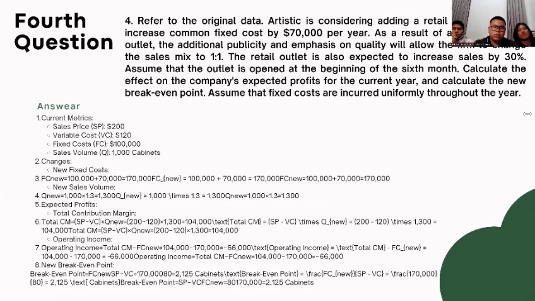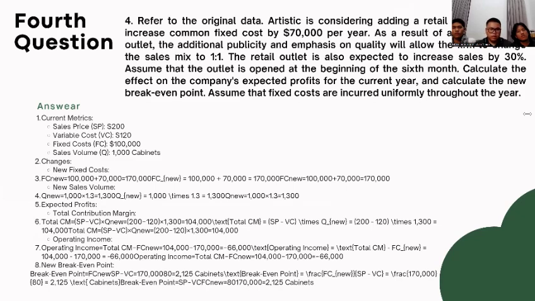And we move to the last question, question number 4. The fourth question is revert to the original data. Artistic is considering adding a retail outlet. This will increase common fixed cost by $70,000 per year as the result of adding the retail outlet. The additional publicity and emphasis on quality will allow the firm to change the sales mix to one. The retail outlet is also expected to increase sales by 30%. Assume that the outlet is opened at the beginning of the 6 months. Calculate the effect on the company's expected profit for the current year and calculate the new break-even point. Assume that fixed costs are incurred uniformly throughout the year.